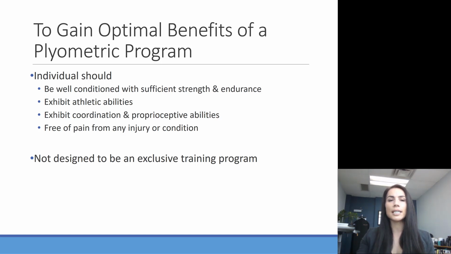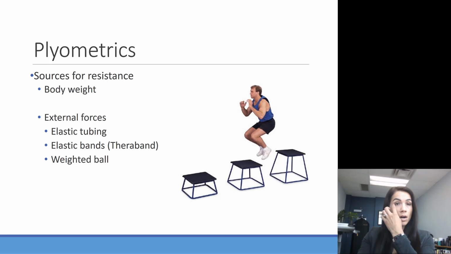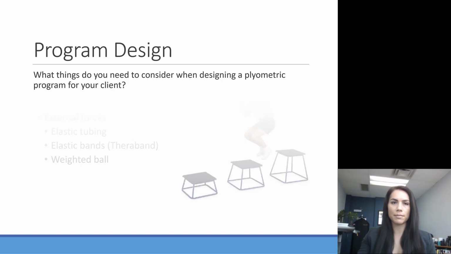To be clear, plyometric training shouldn't be the only type of training that you do with your client. It's a supplementary thing. So it's not exclusive to a training program, but it's something that you can add to a training program based on your client's goals. So there are different sources of resistance for plyometric training. Obviously, your body weight is the number one type of resistance that you can include, and oftentimes that's all people use for their plyometric training. But you certainly can add external forces, and this could be anything from elastic tubing or bands to weighted vests to weighted balls. So there's multiple different types of equipment that you can use for your plyometric training.